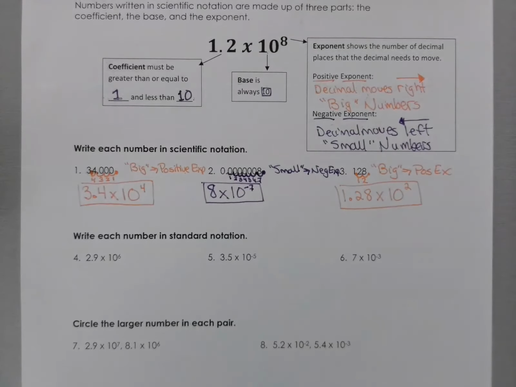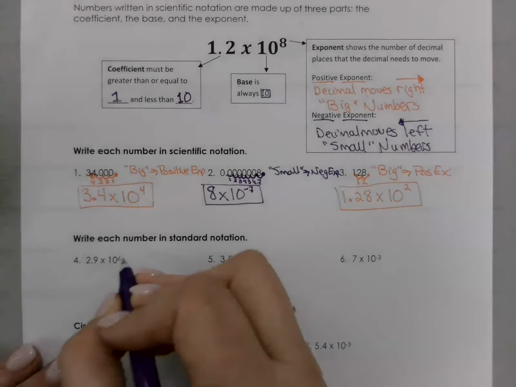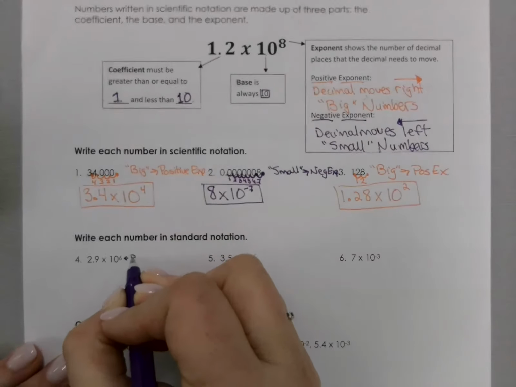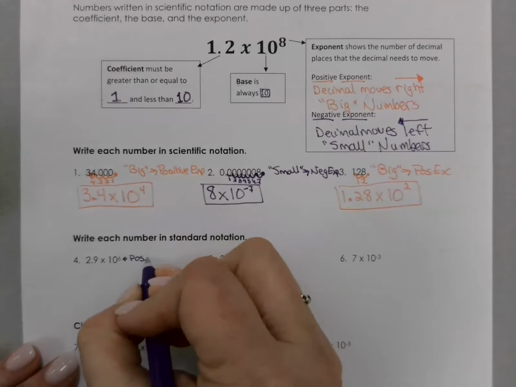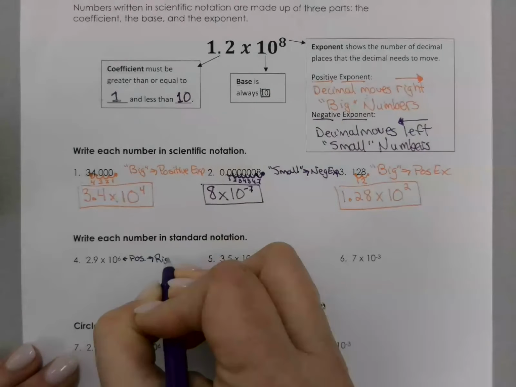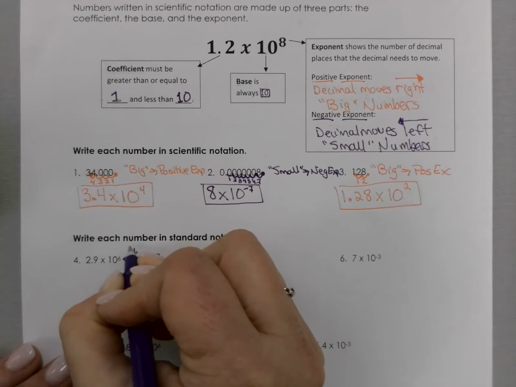Sometimes you'll be asked to take numbers written in scientific notation and put them into standard notation. In this case, looking at those exponents is going to give you a good feel for which way that decimal moves. This is a positive exponent, so I should look for a big number. So I'm going to move right.